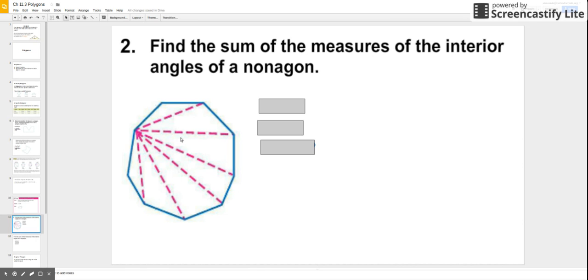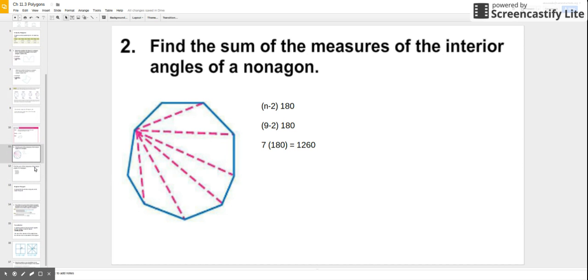Let's look at an example. So here we have a nonagon, okay? You would do n minus 2 times 180. 9 minus 2 times 180. Well, 9 minus 2 is 7 times 180 is 1,260. Again, there are 1, 2, 3, 4, 5, 6, 7 triangles, right? In each triangle, there are 180 degrees inside.